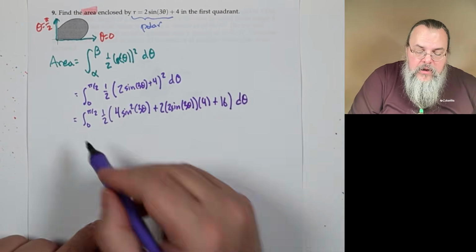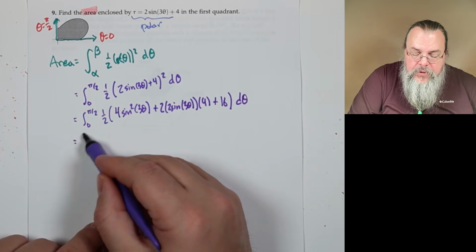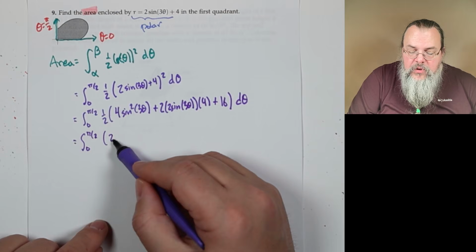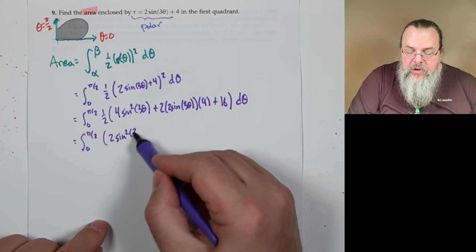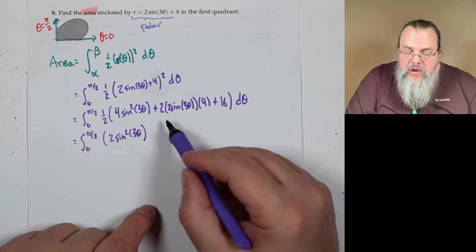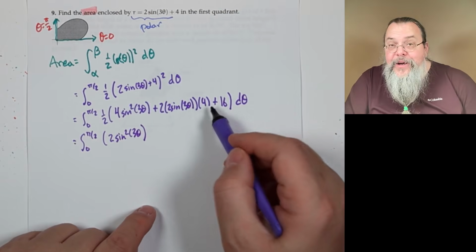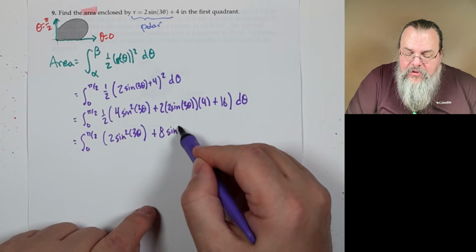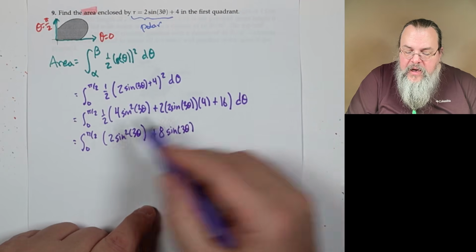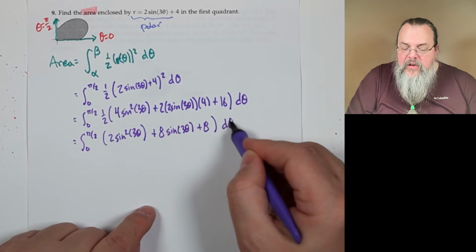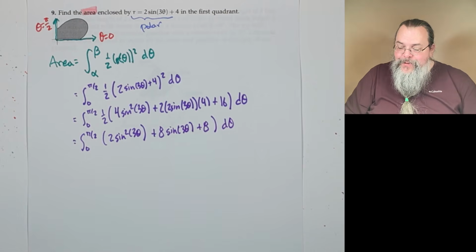All right, well, if we multiply the half through and clean this up, we say, okay, 1/2 times 4 gives us 2 sine squared of 3 theta. And then 1/2 times that 2 times 2 sine 3 theta times the 4. That will give us 8 sine 3 theta. And 1/2 times 16 gets 8. All right, good. Now let's just check to see where we're at.